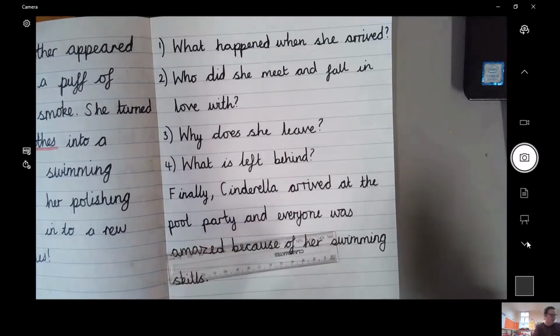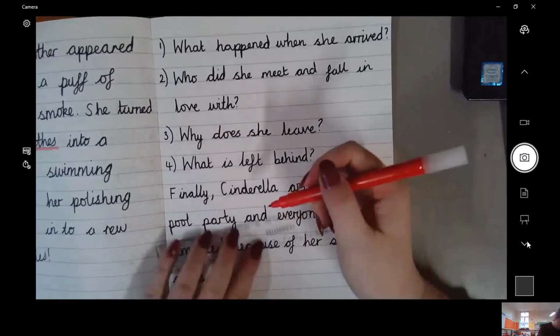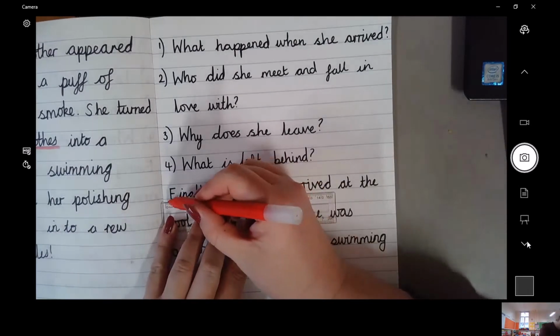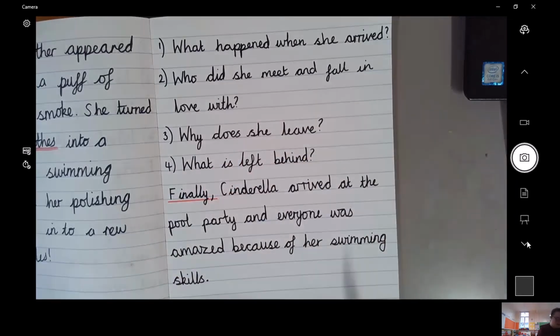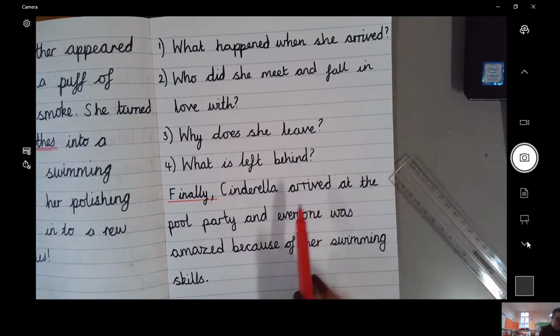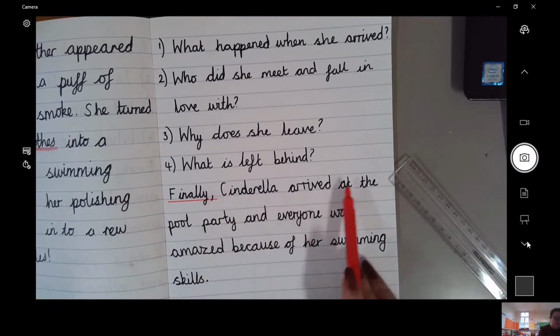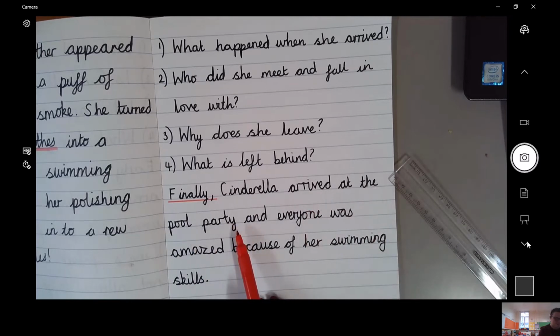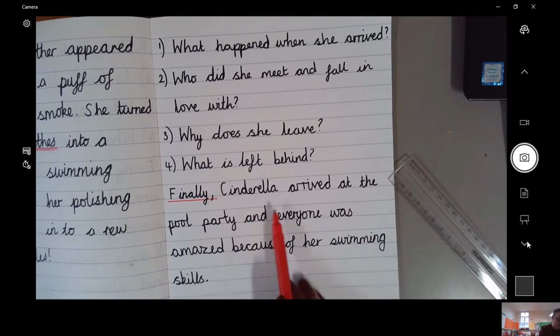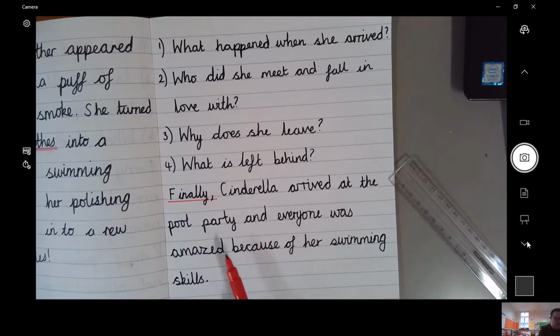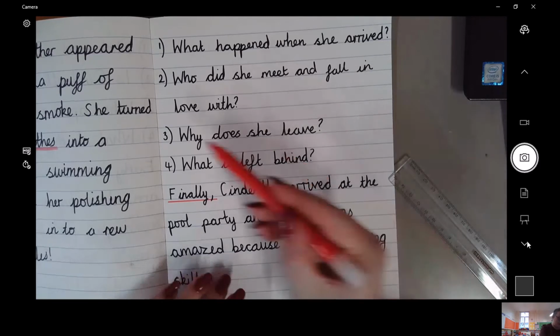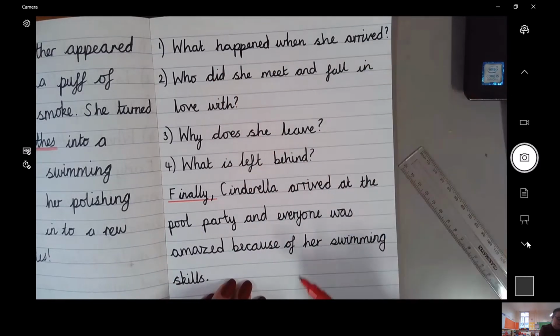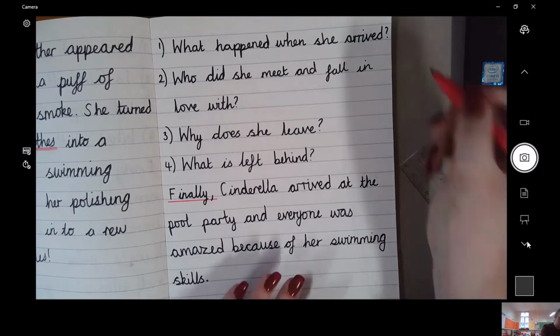I'm going to show. I've got my adverb of time here, which is the focus of today's lesson. I've also got 3 ideas broken up with 2 conjunctions. So information number 1, finally Cinderella arrived at the pool party. I could have used a full stop, but I've chosen to use a conjunction. And everyone was amazed. Now I could have used another full stop here, but I've extended that sentence with because of her swimming skills. So I have answered what happened when she arrived. When she arrived, everyone was amazed because of her swimming skills.